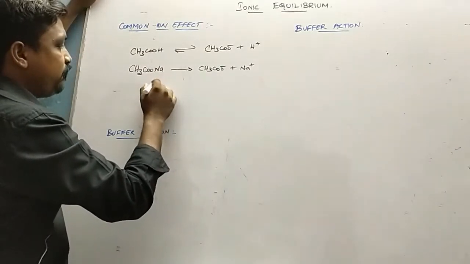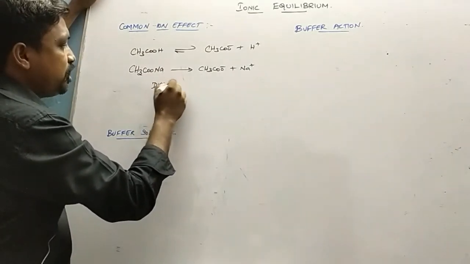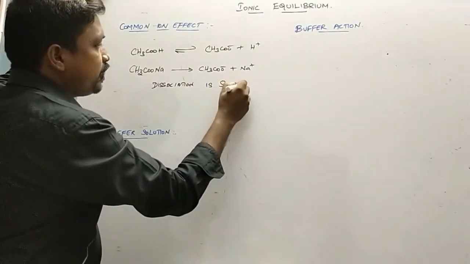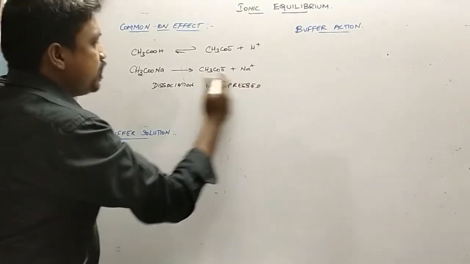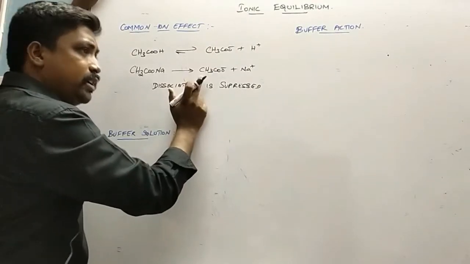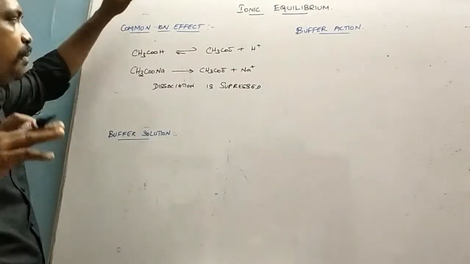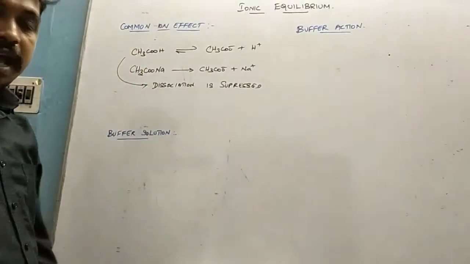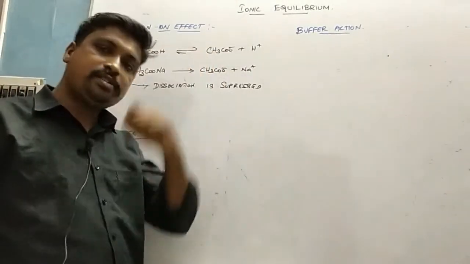Now listen carefully. Dissociation is suppressed. How is it suppressed? By adding a common ion. This effect is called common ion effect. So the dissociation of a weak acid is suppressed by adding a common ion, which is called common ion effect.